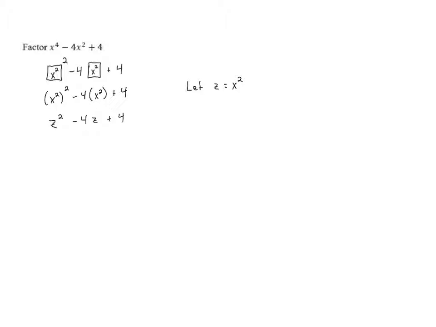Basically, our goal with each of these is going to be to get it in the form a times something squared plus b times that same something plus c. And once we know what that something is, we can let z be equal to whatever is in the box. So we're setting it up to make a substitution.